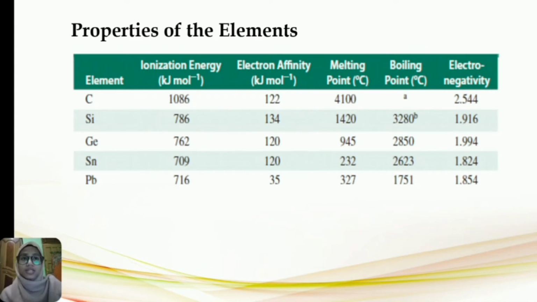In this table, we can see the properties of the elements. Ionization energy, element C, is bigger than silicon, germanium, tin, and lead. And then melting point, element C, is bigger than silicon, germanium, tin, and lead. Because the element C or carbon atom has a relatively strong covalent bond. And the greater the attraction of the bond, the more energy is needed to break this bond.